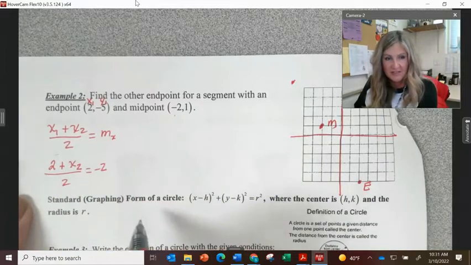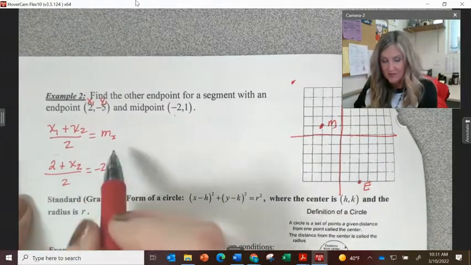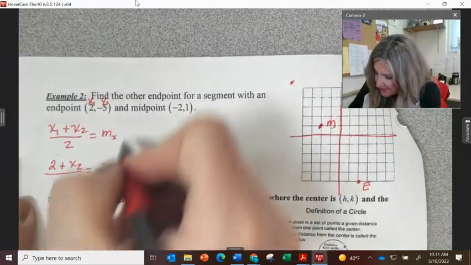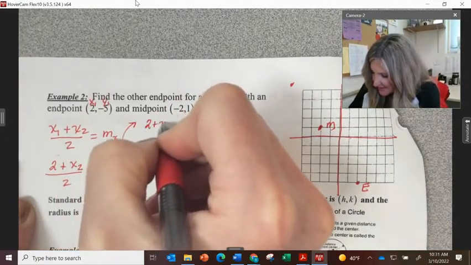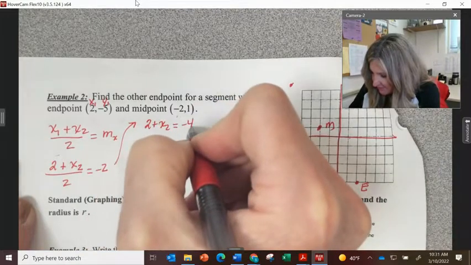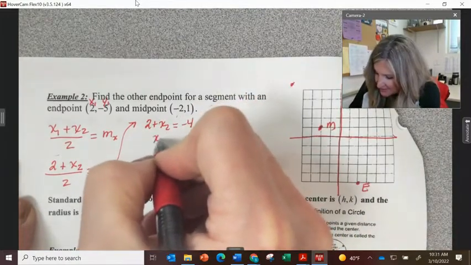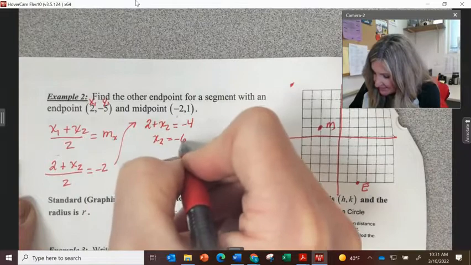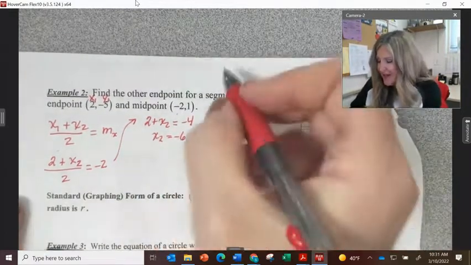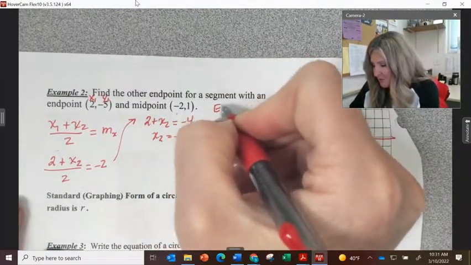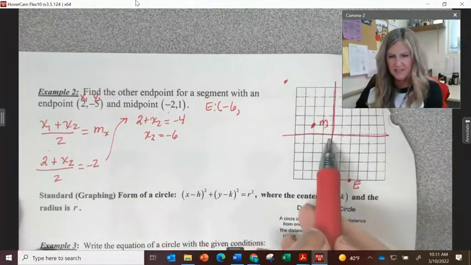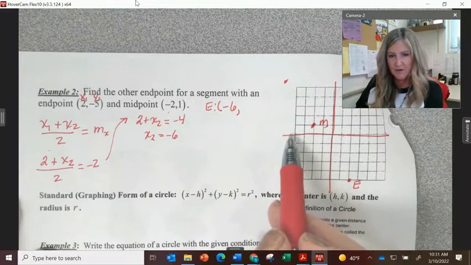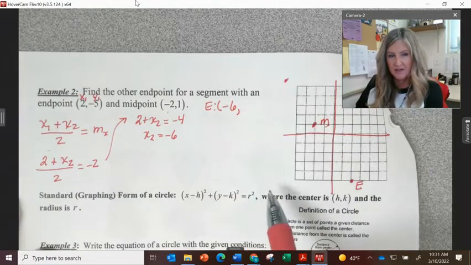Would you know how to solve this? Multiply both sides by 2, and I'm going to get 2 plus x sub 2 is equal to -4. So x sub 2 is going to have to be -6. So that's that endpoint's x value, -6. Let's see if that makes sense. 1, 2, 3, 4, 5, 6. That looks good, doesn't it?